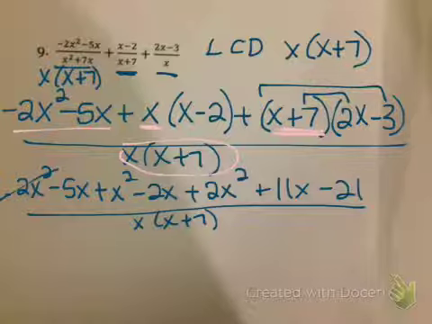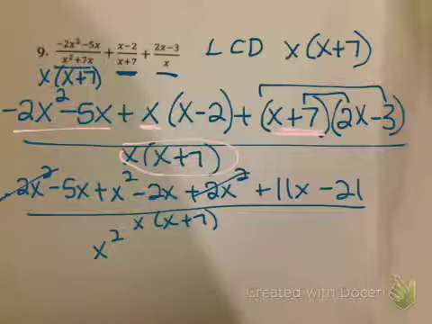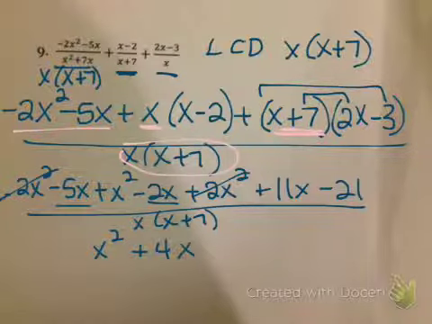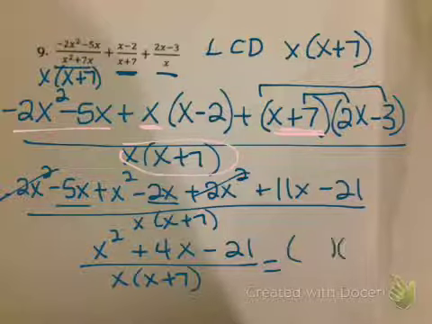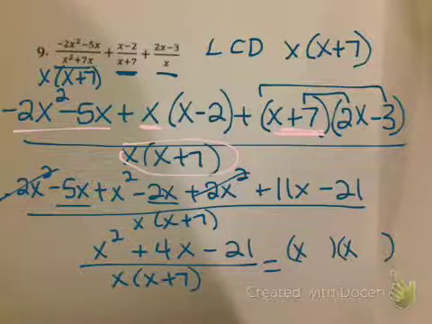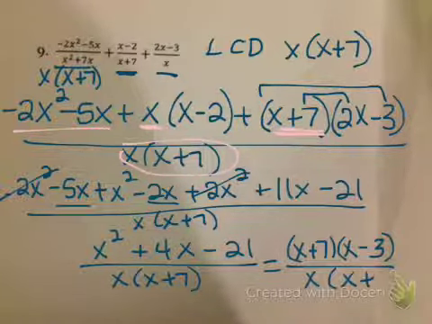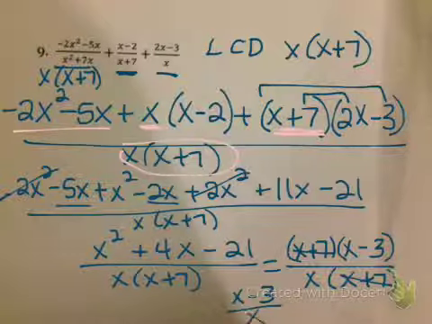Now if I simplify this, these are going to cancel, so I'm just going to be left with x squared, and combine all my like terms: negative 5, negative 2 is negative 7, plus 11 is going to be plus 4x, and my constant will be minus 21, all over x times x plus 7. Now look at the numerator, does that actually factor down now, guys? I look at it, I have x and x, 21 is 7 and 3, so x plus 7 times x minus 3 over x times x plus 7, and I can actually cancel, so my final answer would be x minus 3 over x.